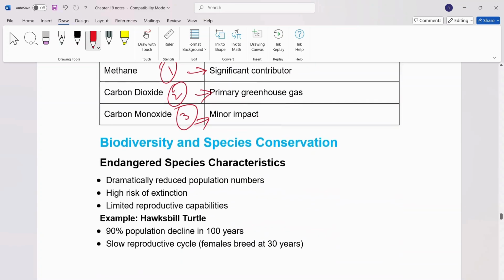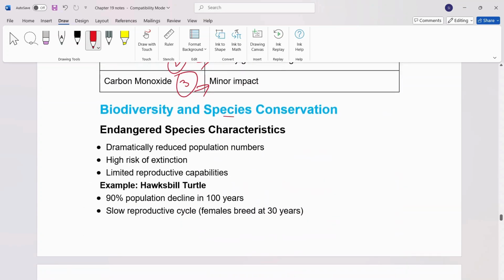Alright, let's talk about biodiversity and species conservation. Here, endangered species characteristics we will look into. Now, these endangered species characteristics include dramatically reduced population numbers, high risk of extinction, and they have limited reproductive capabilities.